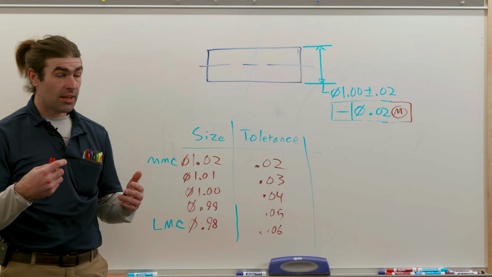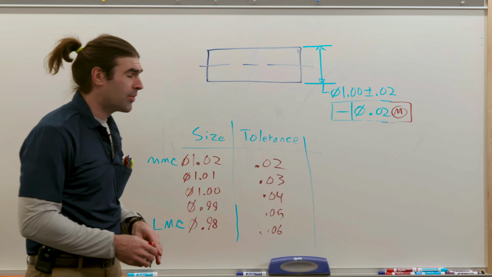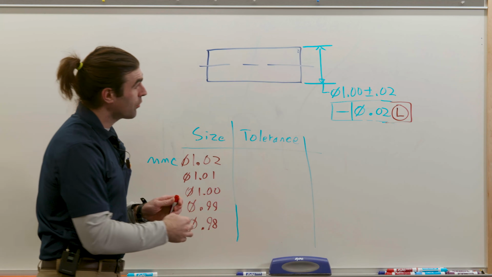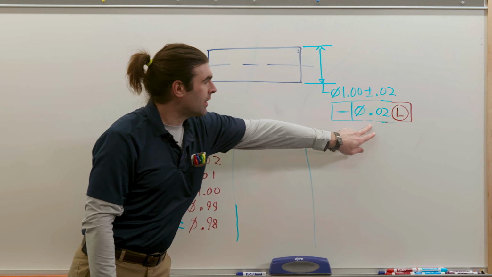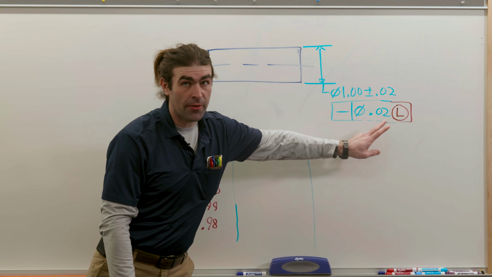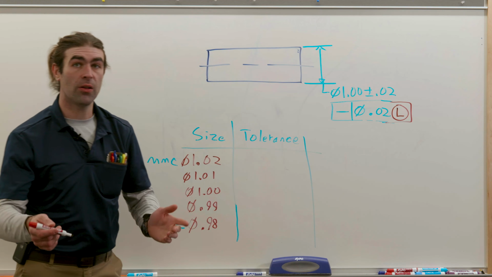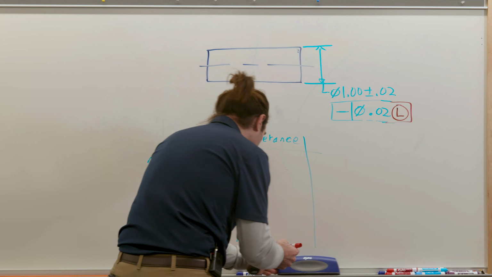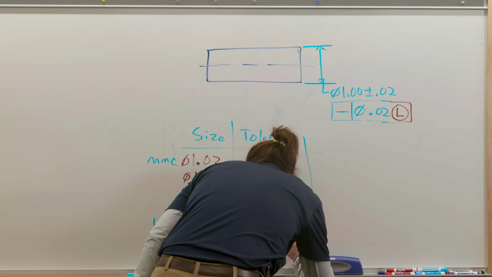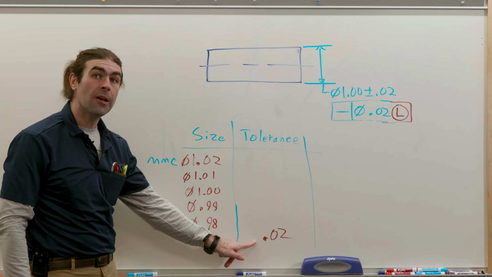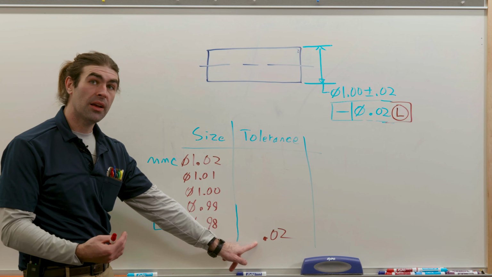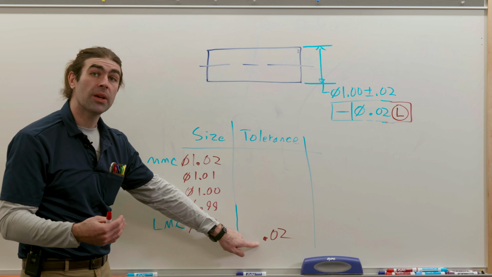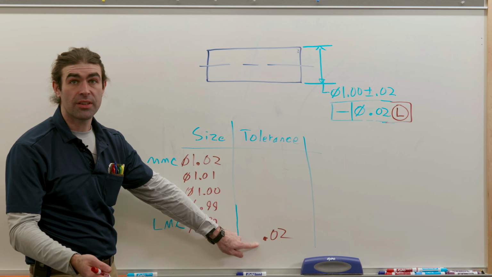So let's try the LMC modifier instead of the MMC modifier. So now we read this, so we have 20 thousandths of geometric tolerance only at LMC. So we'll reflect that right here. If the pin comes in toward its MMC, you get more tolerance equal to the difference.